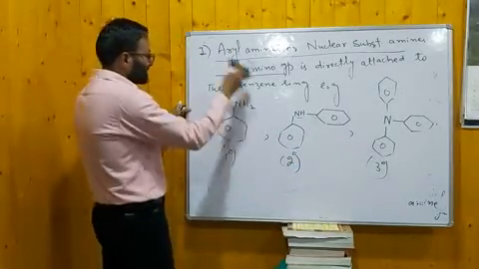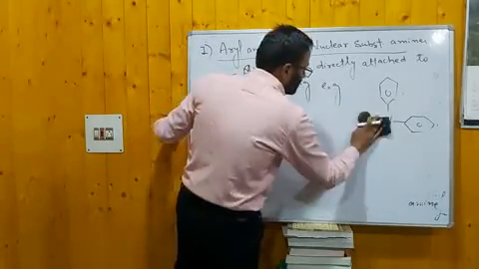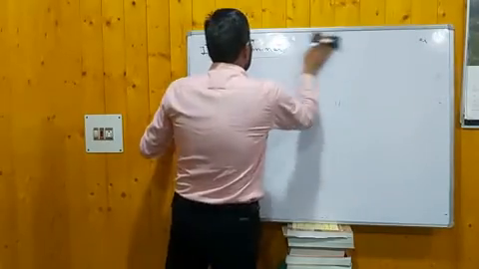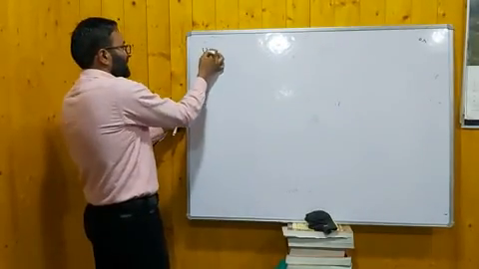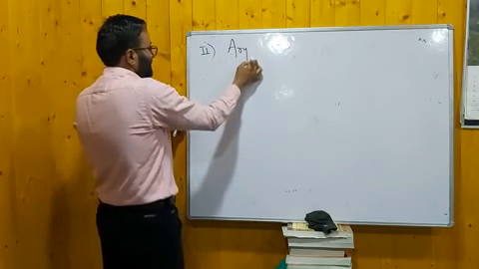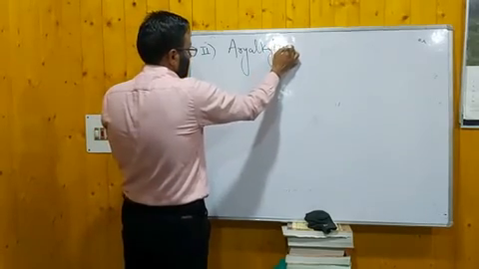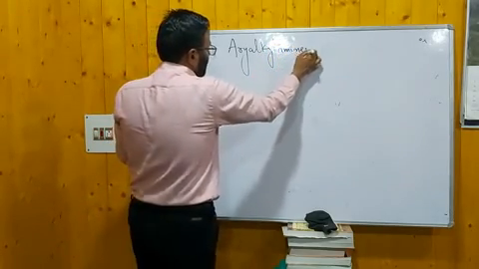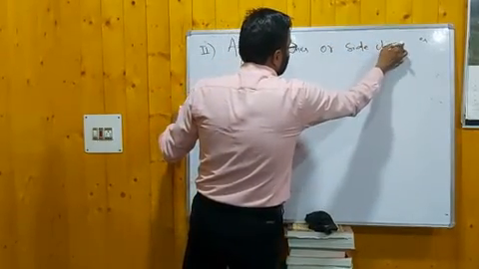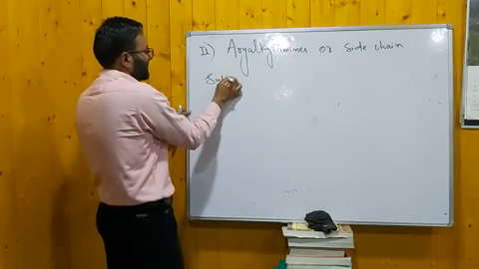Now we will take the second subtype, when the nitrogen atom is attached to the side chain of the benzene ring. What will be the name? You know the name now. It is aryl alkyl amines, or alkyl amines, or you can say side chain substituted amines.